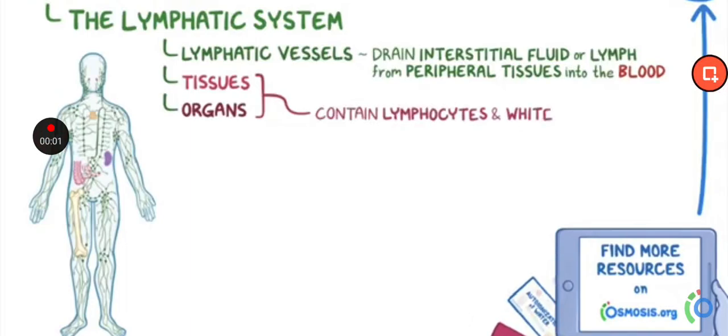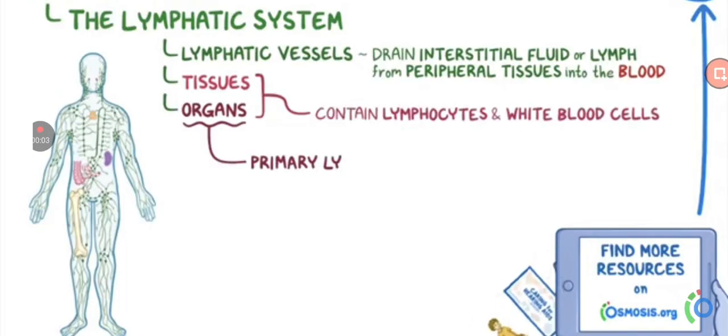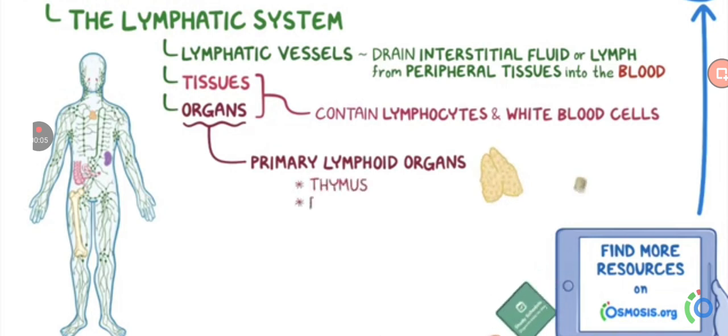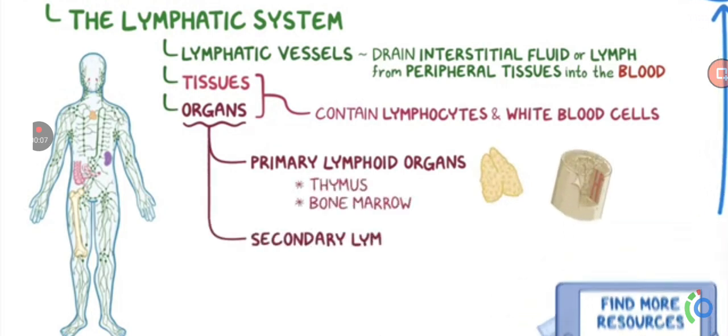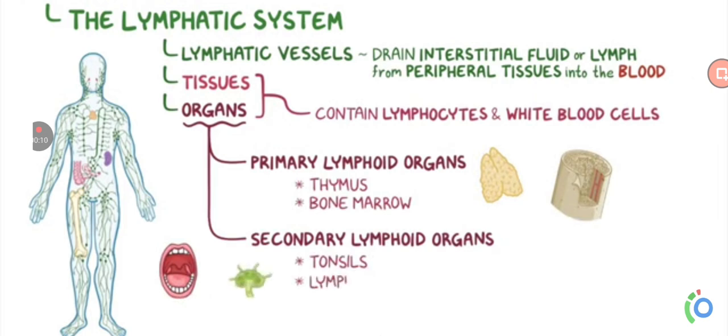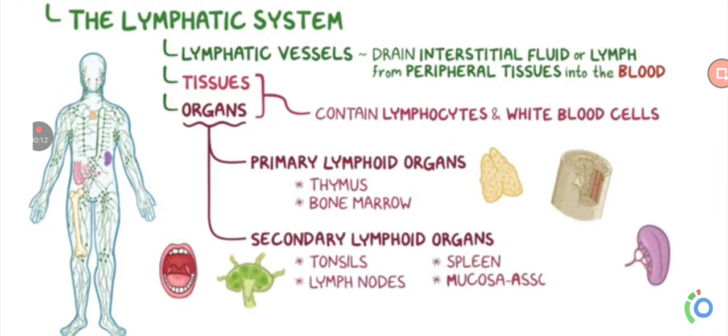lymphocytes, and other white blood cells. The primary lymphoid organs include the thymus and bone marrow, and the secondary lymphoid organs include the tonsils, lymph nodes, spleen, and mucosa-associated lymphoid tissue, or MALT for short.